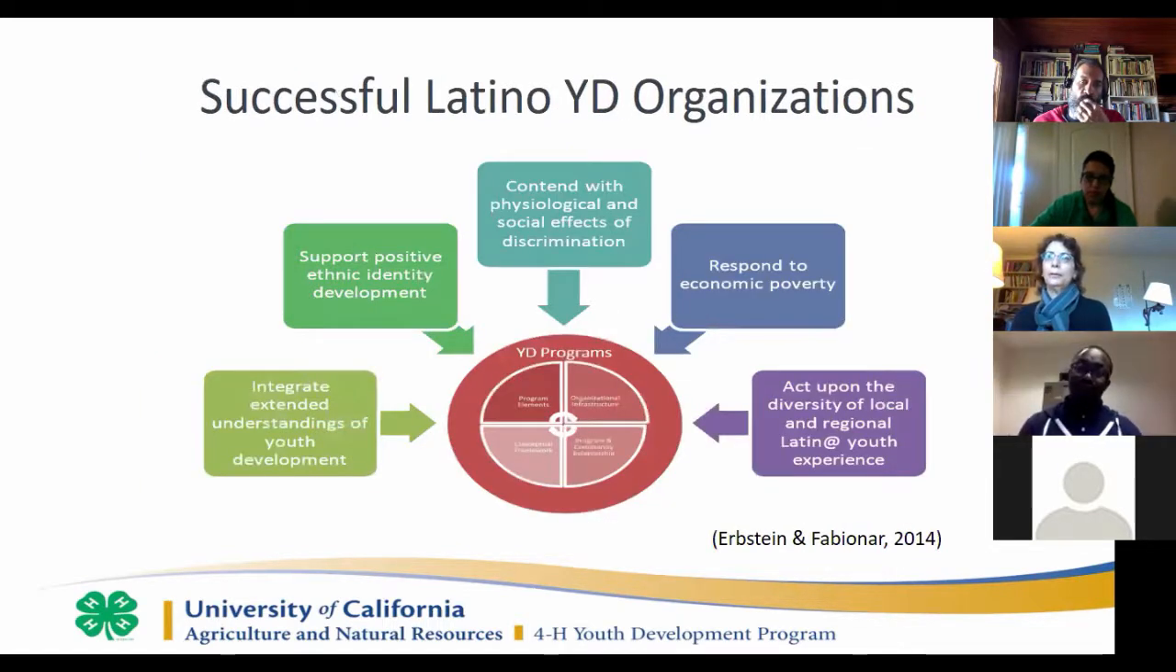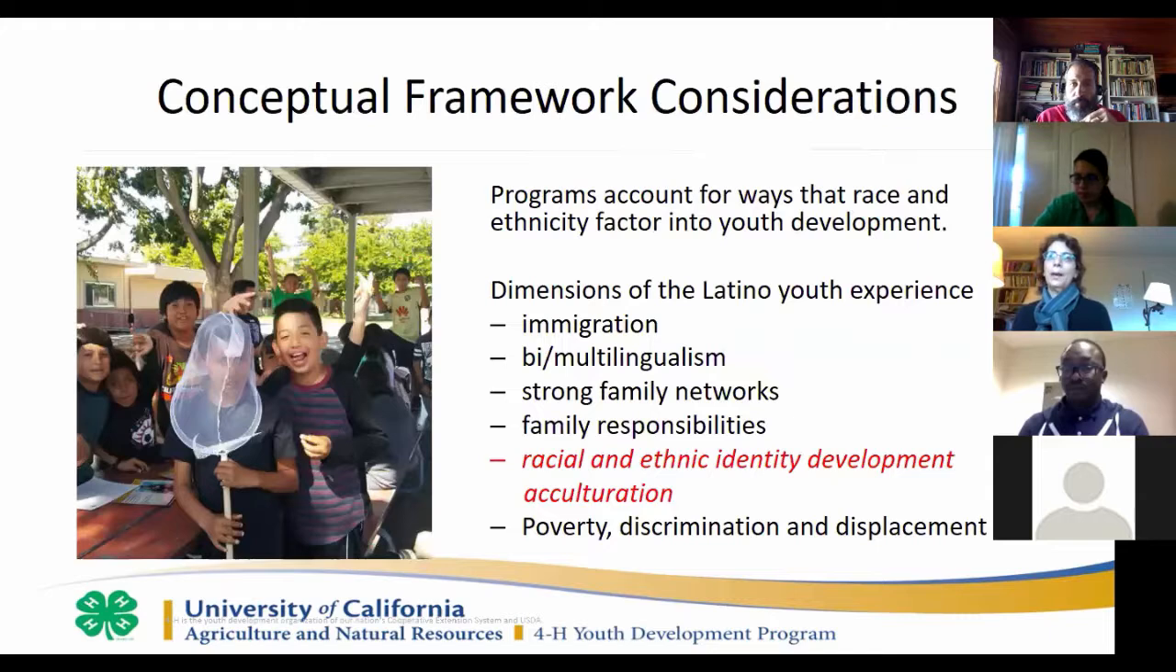The literature review revealed 5 consistent themes across all successful youth organizations. This review was conducted with 114 articles, and all of these 5 program qualities influence all 4 of the quadrants that I shared with you in the previous slide. And they are: integrate extended understandings of youth development, support positive ethnic identity development, contend with psychological and social effects of discrimination, respond to economic poverty, and act upon the diversity of local and regional Latino youth experiences. In the next few slides, we will unpack each of these to ensure that you have a good understanding of them.